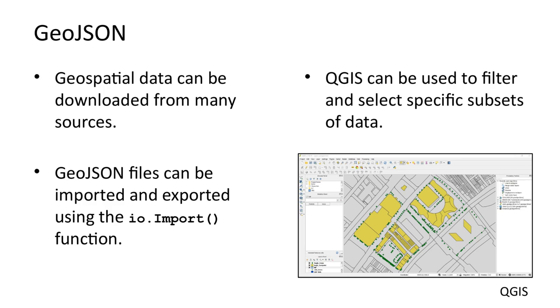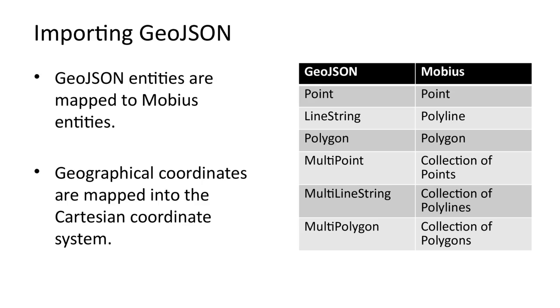The GeoJSON data can then be imported using the io.import function. Note that the GeoJSON data should use the WGS84 projection. The table shows how GeoJSON entities are mapped to Mobius entities. Note that the multi-entities are mapped to collections.